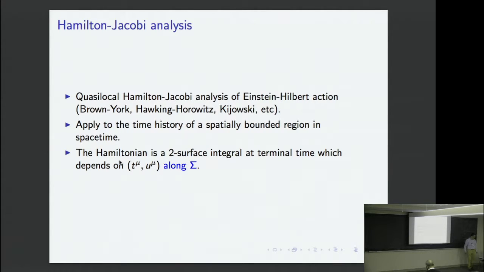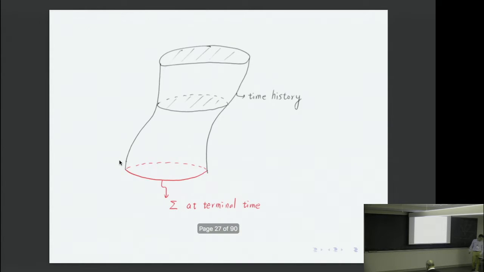And then at the end, just like an ordinary Hamilton-Jacobi analysis, you get a Hamiltonian. This Hamiltonian is going to be a two-surface integral at a terminal time, which depends on two vector fields, T^mu and U^mu, along sigma. T^mu is a unit timelike vector associated with energy. Whenever you talk about energy, you have to fix a unit timelike vector. And U^mu is a normal vector of sigma. So this is the picture: you apply it to the time history, and you get a two-surface integral, which is the Hamiltonian, at a terminal time.